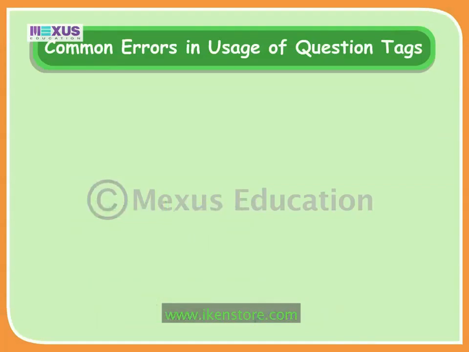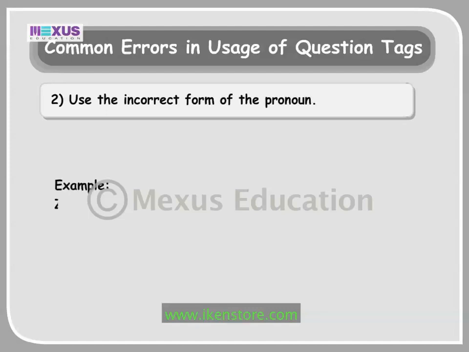Another common error made while using question tags is using the incorrect form of the pronoun. For instance, Zizi is a good friend, isn't it? The pronoun form of the subject, Zizi, is incorrect here. We must use the pronoun she and say, "Zizi is a good friend, isn't she?"